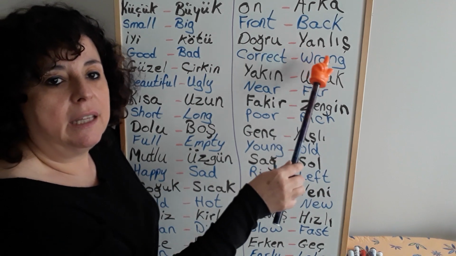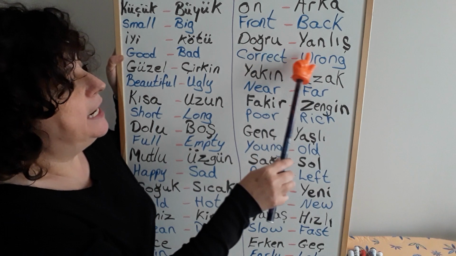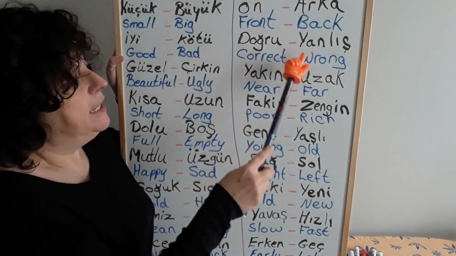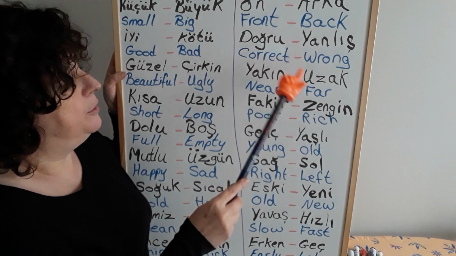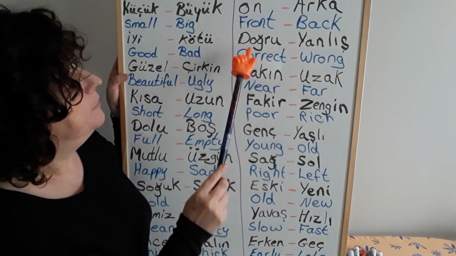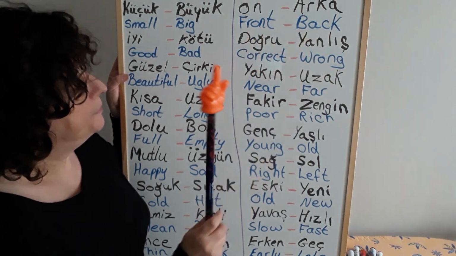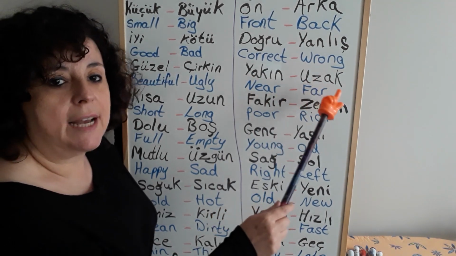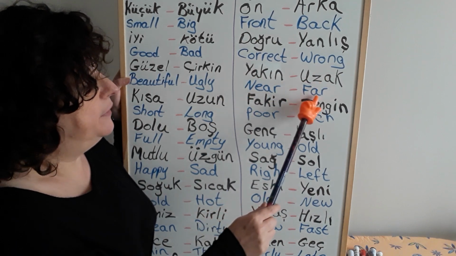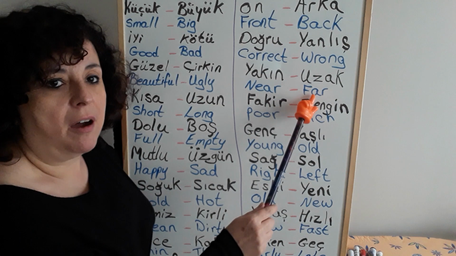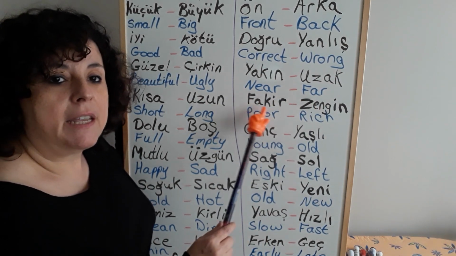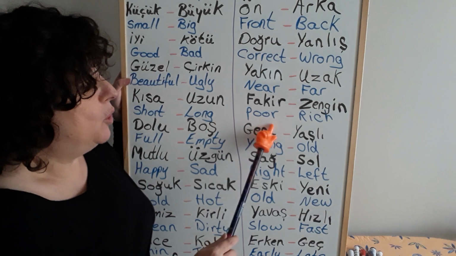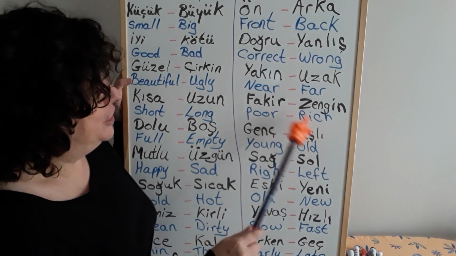Yanlış. Correct is doğru, yanlış is wrong. You could also use this for true and false: doğru would be true, yanlış would be false. Correct, wrong. Yakın, uzak. Yakın is near, uzak is far. Yakın, uzak, near, far. Fakir, zengin. Fakir sounds a bit rude. Fakir is poor, zengin is rich.